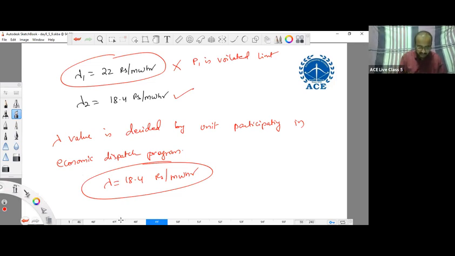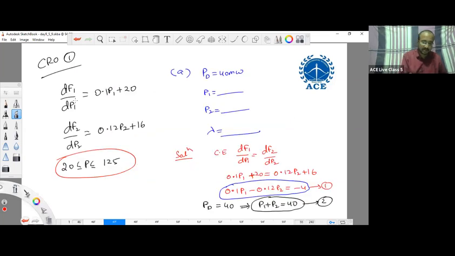I will explain this question once again. First, what is given? df1 by dp1 is 0.1 p1 plus 20. df2 by dp2 is given as 0.12 p2 plus 16. Limits are given: 20 less than or equal to p less than or equal to 125 megawatt. PD is given as 40 megawatt. P1, P2 and lambda values are to be calculated.